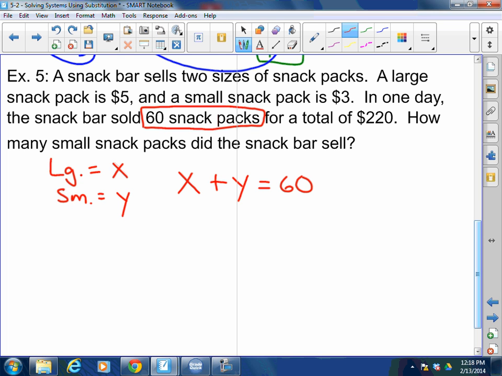And then they tell you that it's $5 per large snack pack and $3 for small snack pack. And they told you they made $220. So $5 for every snack pack X plus $3 for every snack pack Y, every small snack pack, equals $220.